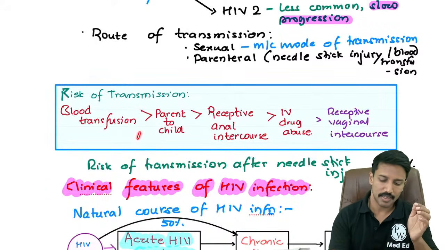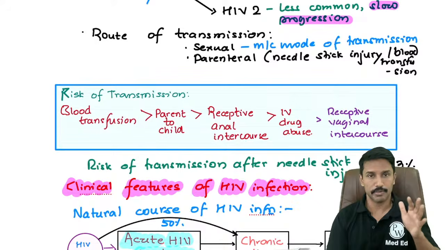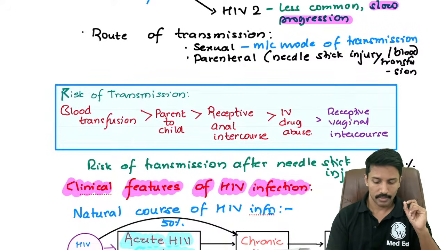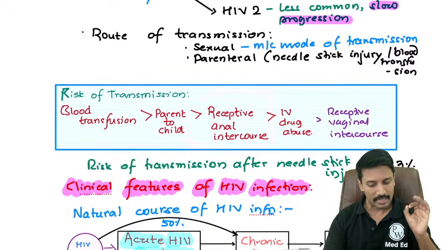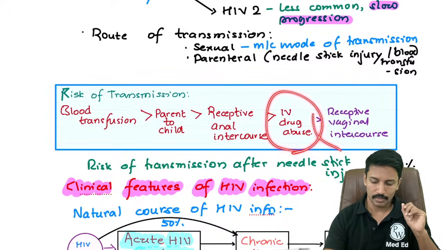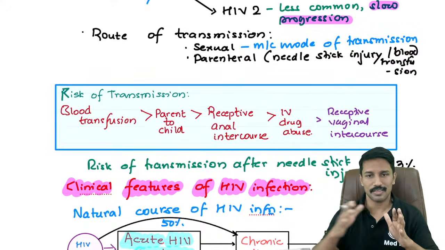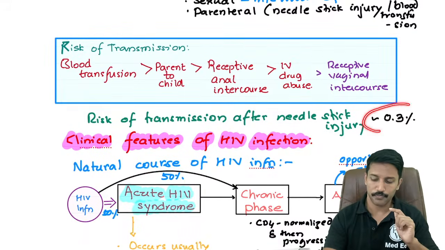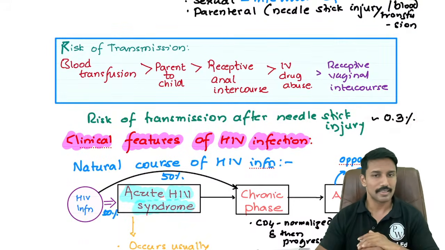The risk of transmission is highest for blood transfusion, which is more than 97%, followed by mother to child transmission during labor, then the sexual route, that is anal route, then IV drug abuse, then vaginal sexual intercourse. So this is the risk of transmission. The risk of transmission because of needle stick injury is very minimal, which is 0.3%.